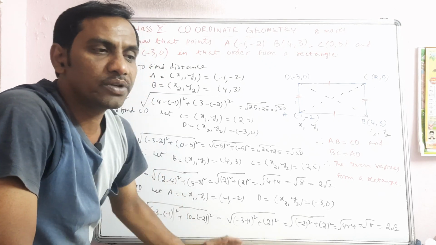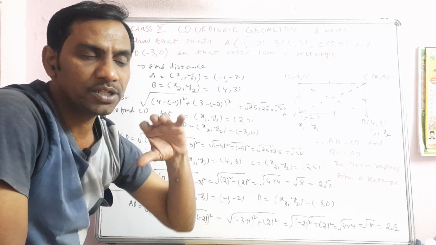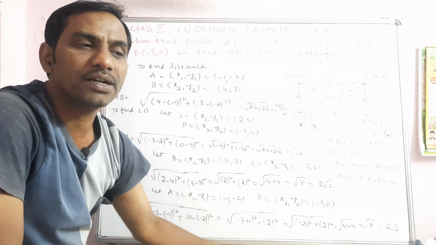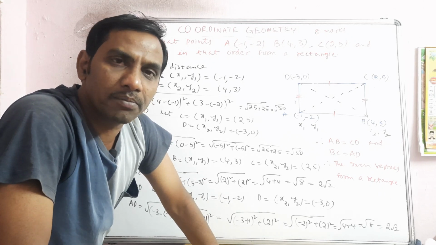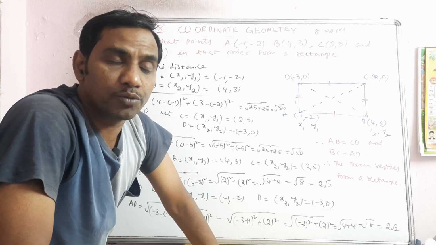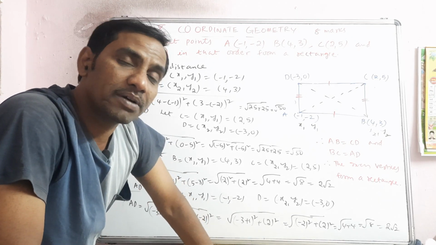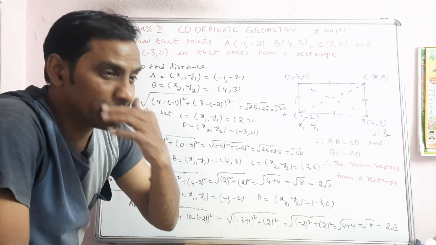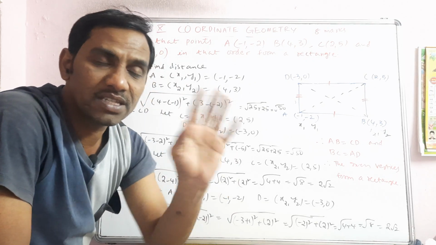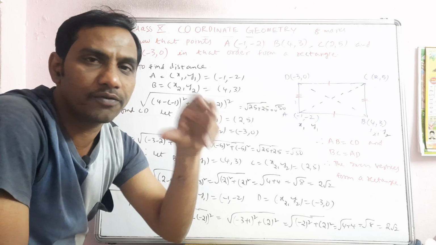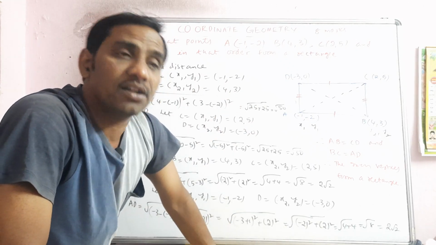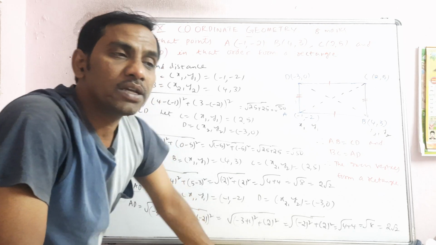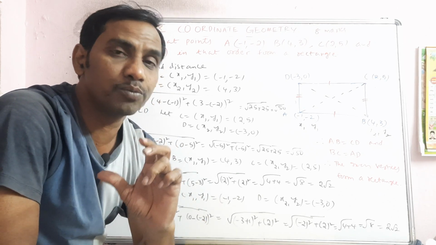So to prove things in coordinate geometry, you have to learn the properties of quadrilaterals. For example, if 4 points are given and all the sides are equal, to prove a rhombus, all the sides are equal but the diagonals are not equal. If it is a square, all 4 sides AB, BC, CD, DA will be equal in length, and the diagonals are also equal. So you have to go on proving these.